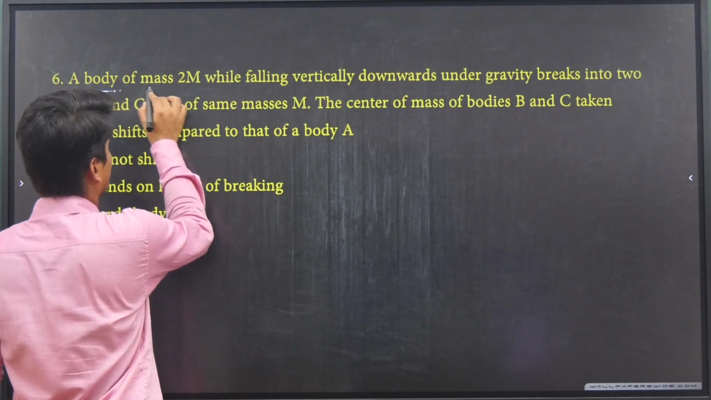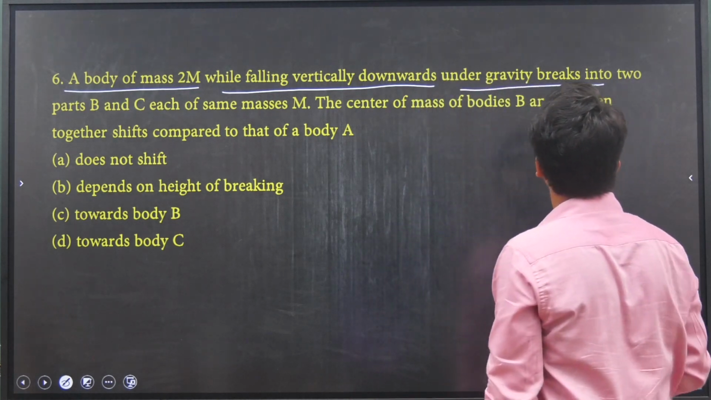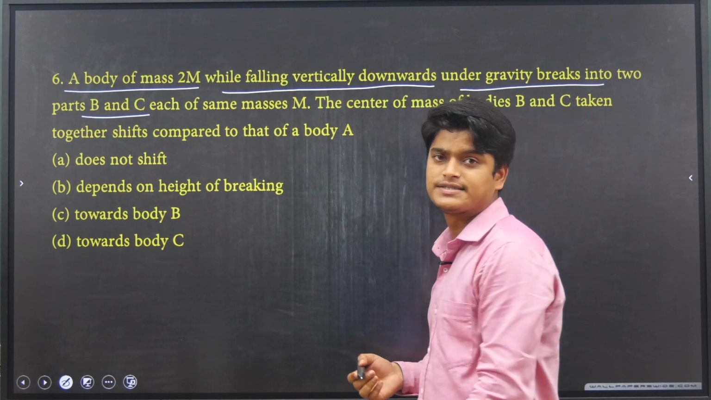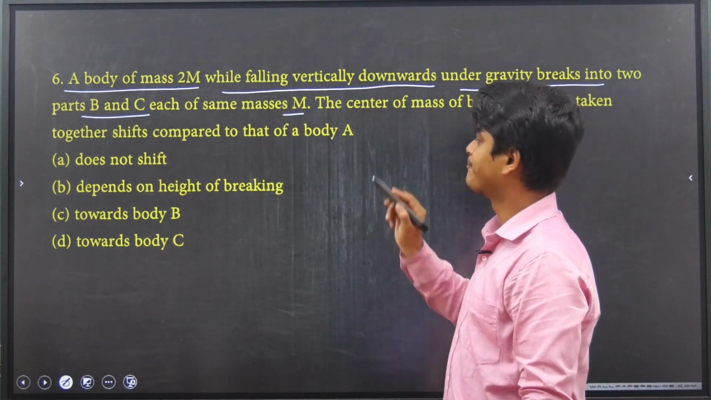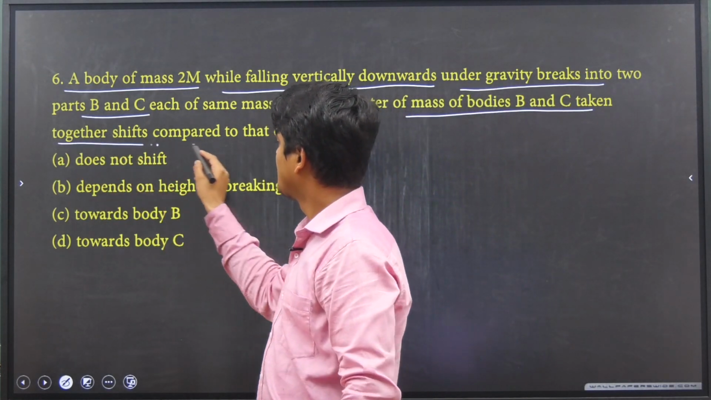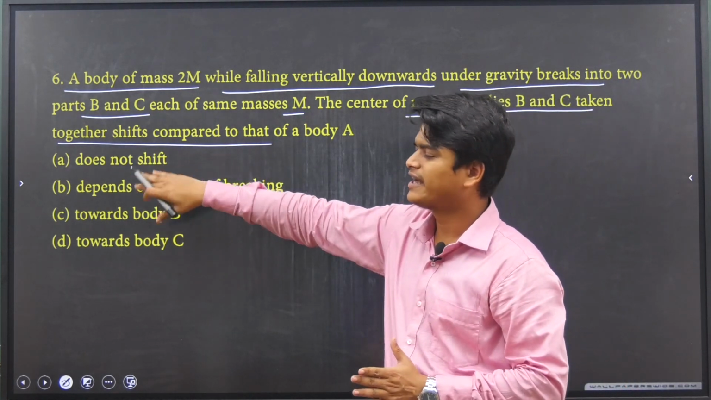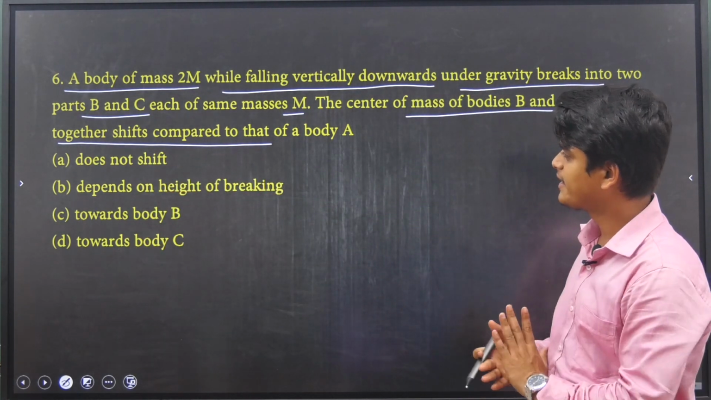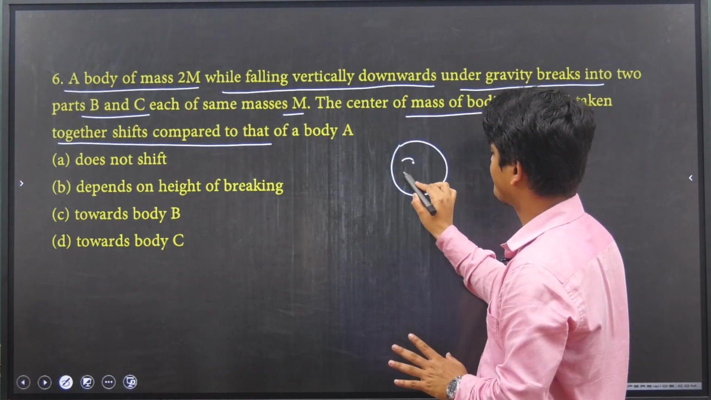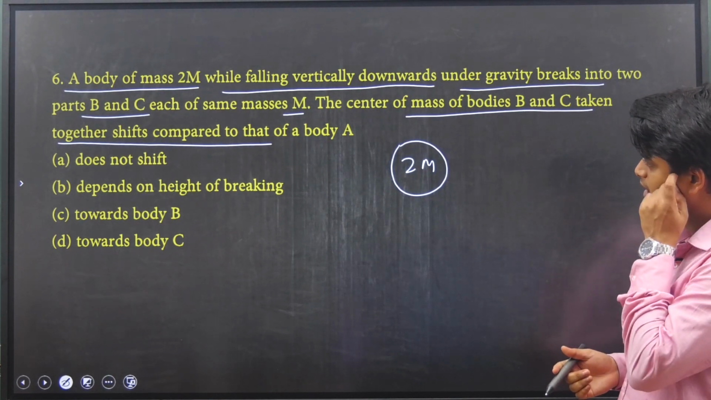Here it is telling a body of mass 2m, while falling vertically downwards under gravity, breaks into two pieces. One is the B part, one is the C part, each of mass m. The center of mass of bodies B and C taken together shifts compared to that of body A, and something they are telling here. No need to worry, I'll explain carefully. Now see what system they are actually describing. Suppose a mass 2m is there, falling under gravity. Now listen here.